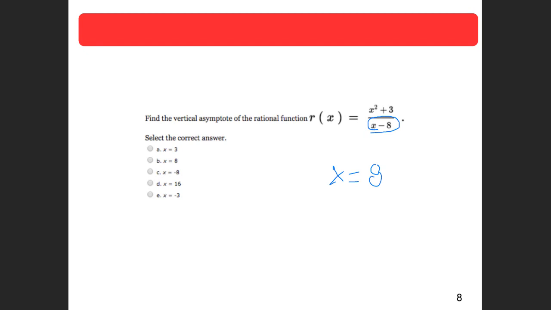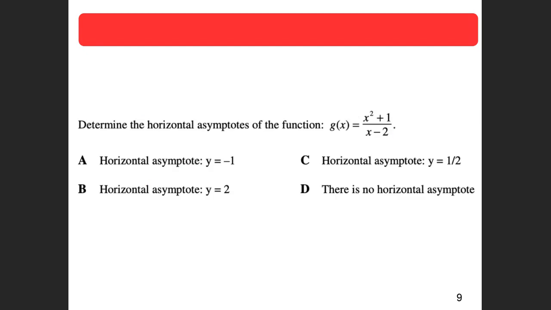All right. Vertical asymptotes, fairly easy to find. Determine the horizontal asymptote of the function. Now this one's a little bit tougher. In this problem, you take a look at the highest power on top and bottom. The highest power on top is 2, the highest power on bottom is 1. So I've got a big over a small. That means there is no horizontal asymptote, because that's going to be a huge number.